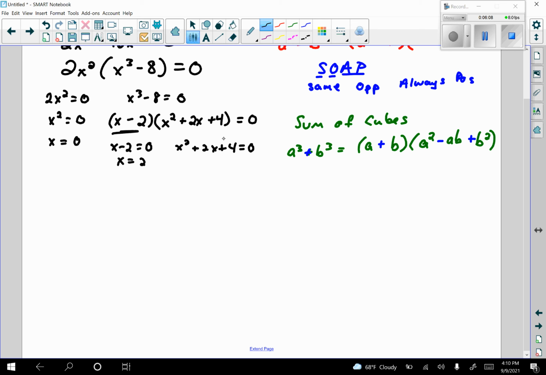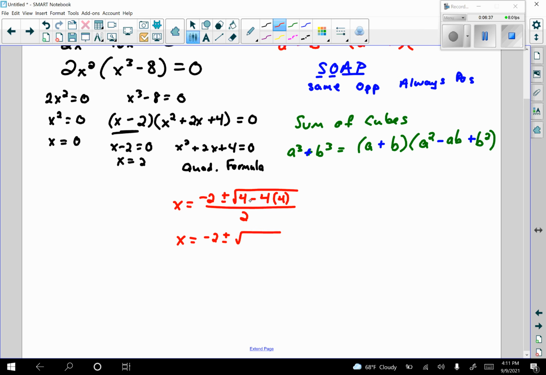So unfortunately, this problem is quite long. We'll say quadratic formula here. So let's say x is going to equal the opposite of b, so a negative 2, plus or minus the square root. b squared will give us 4 minus 4 times a times c, so that's 1 times 4, so that's 4, all over 2a, so that's 2. So this will become negative 2 plus or minus the square root of 4 minus 16, so that's a negative 12, all over 2.